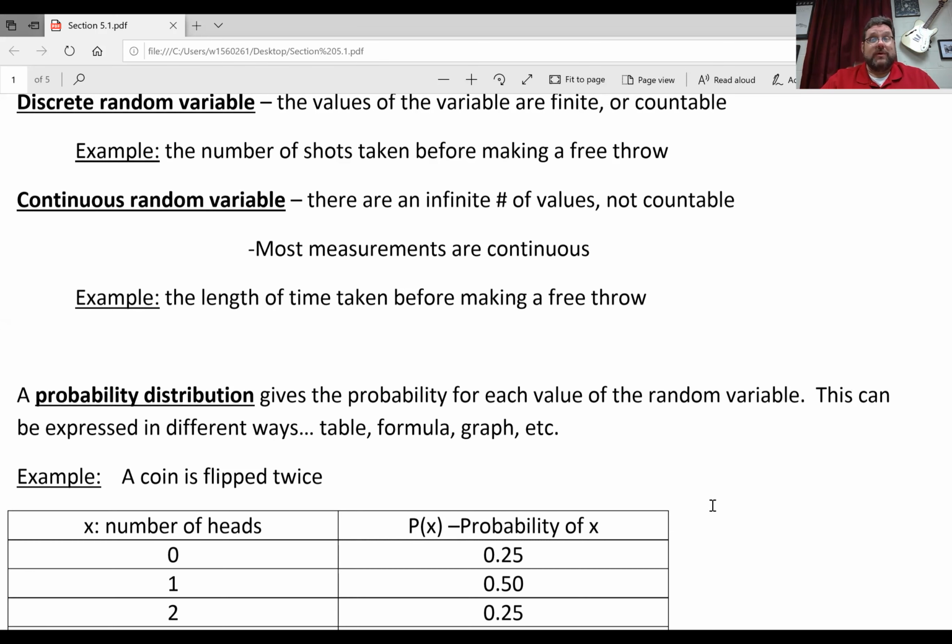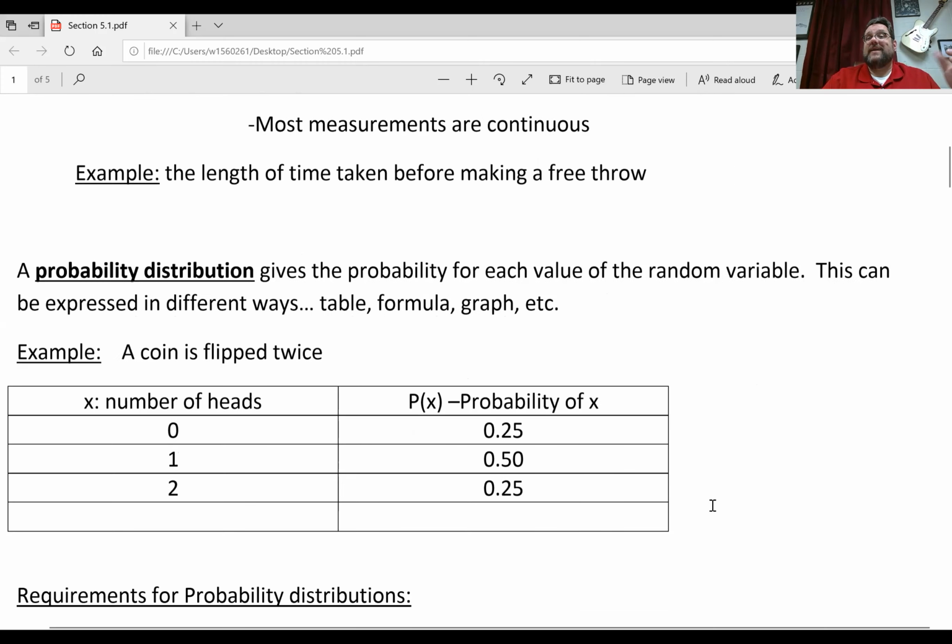Continuous random variable: there's an infinite number of values and you can't count them. Like I said, most measurements are going to be continuous. An example of a continuous random variable would be how long it takes you to make that free throw. It could be 20 seconds, it could be 21 seconds, it could be 21.000 seconds, it could be 21.0037004 seconds. You get the idea. There's just an infinitely small difference between the choices, and we can't list them all. Those would be continuous.